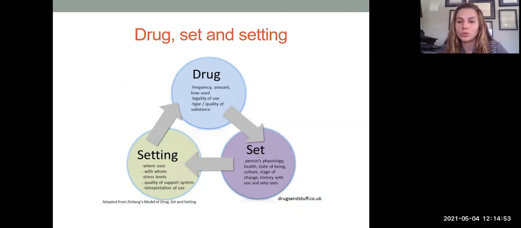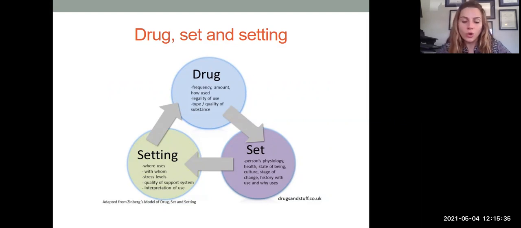Are there other things connected to sort of the drug set? The individual set. So what's going on with them in terms of where they are in their stage of change, their history of use, their history of relapse, what might be some physical pain, psychological pain that could be part of their setting, what could be cultural or environmental stressors that we want to be aware of, and then look at the setting. How is that connected? So who do they use with, how often, what times of day, what are the environmental cues, and then the types of supports and the interpretation of that use.